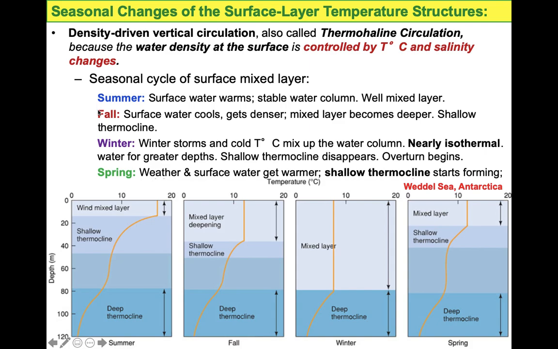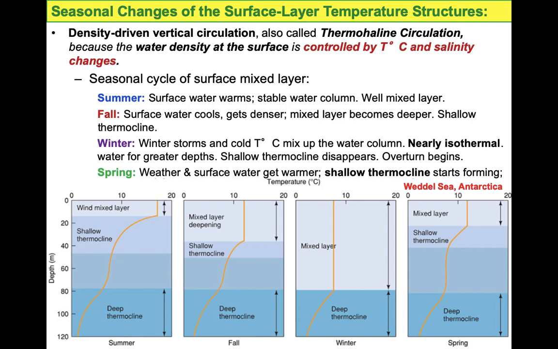Let's take a look at 4 seasons in the Weddell Sea in the south, near the South Pole. So the summertime, the surface water warms up. Obviously, the solar radiation is high, and in their own summer in the southern hemisphere, the surface water warms and becomes pretty stable. So that's a well-mixed layer within the first 15-20 meters. You see temperatures going up to nearly about 17-18 degrees Celsius.